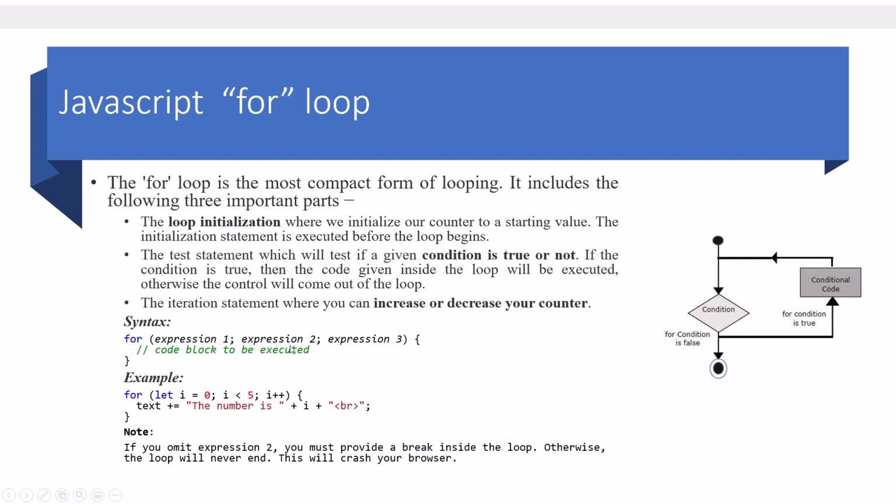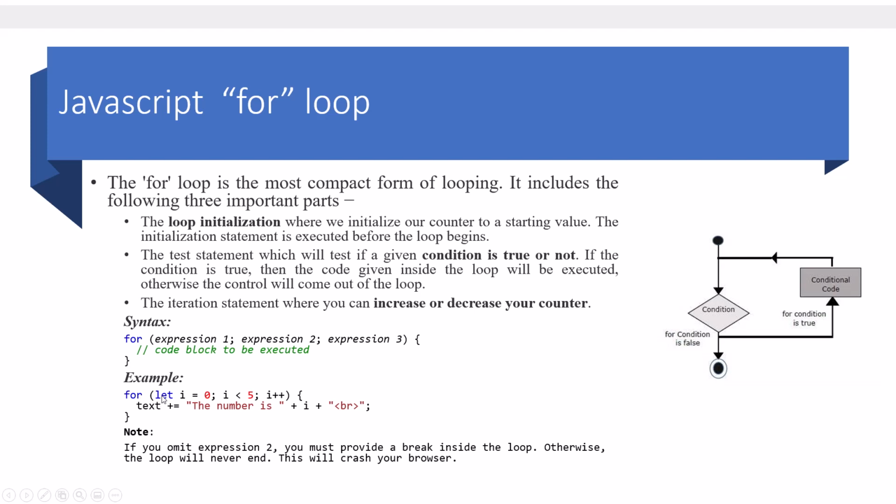So these are the three important expressions. If you omit the second expression, you must provide a break statement in your code to be executed in the braces. Otherwise, the loop will never end because you are not giving any condition to break the loop, and this will crash your browser or your application. So this is the syntax, and this is the example for the for loop.